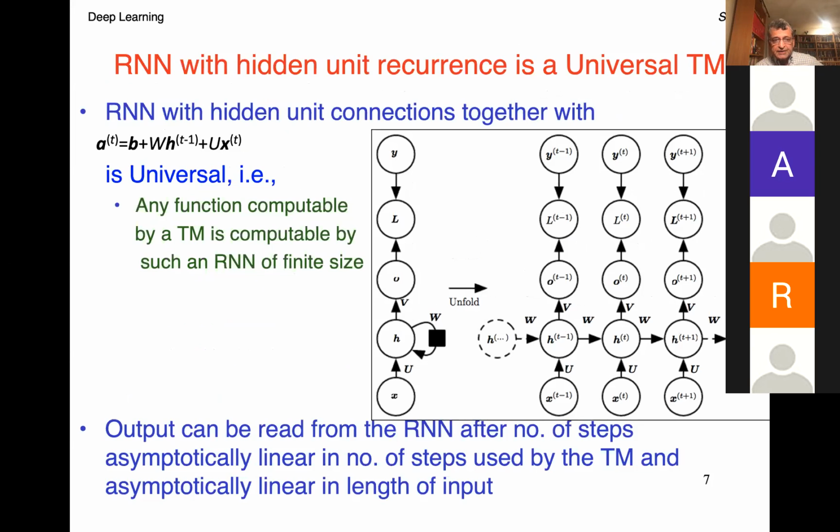An observation here is that an RNN with hidden unit recurrence is a universal Turing machine. Oh, wow. This is getting into theory of computation here. This is saying a model like this, where we have these H's interacting like this, an RNN with hidden unit connections together with what we just saw, the activation, is universal. That is, any function computable by a Turing machine is computable by such an RNN of finite size.